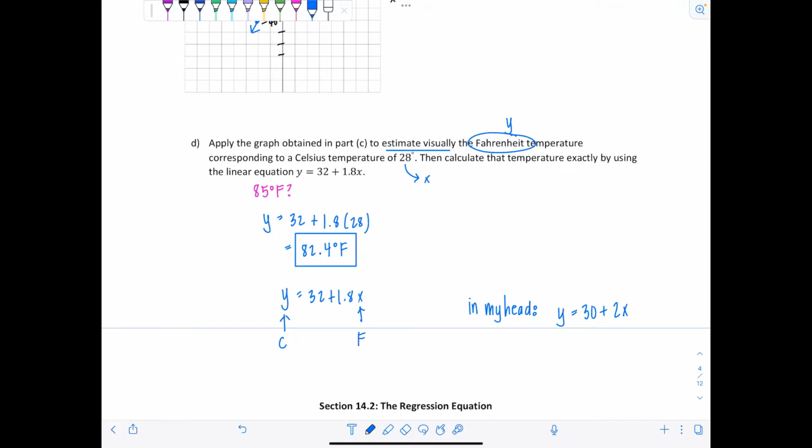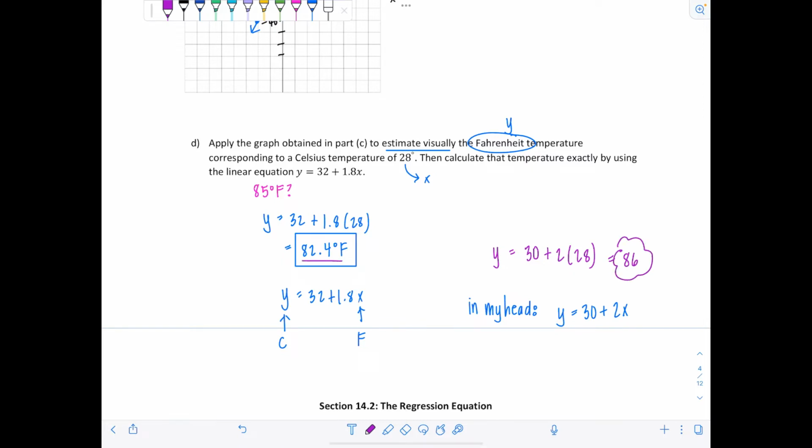Like for example, that last one of 28 degrees Celsius. So using my approximation, I would have done 2 times 28, so that's 56. 56 plus 30, that's 86. You know, so yeah, I'm going to be off.